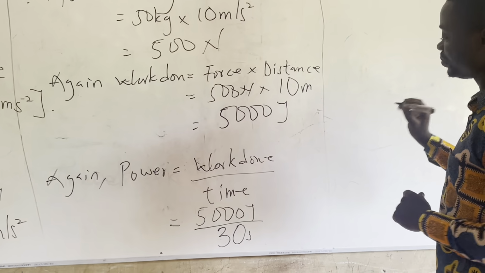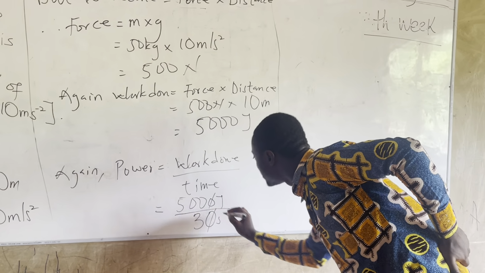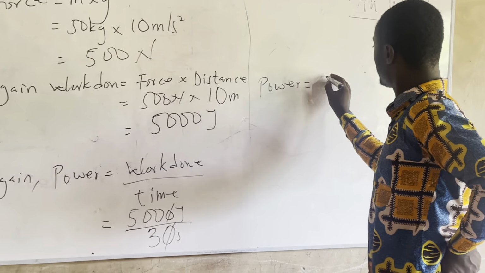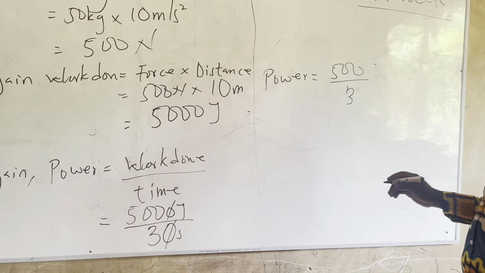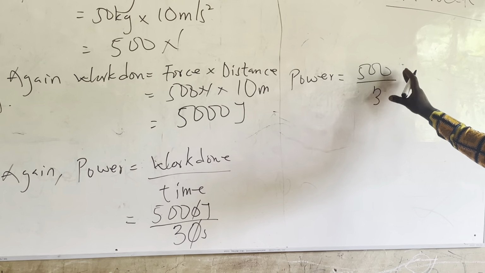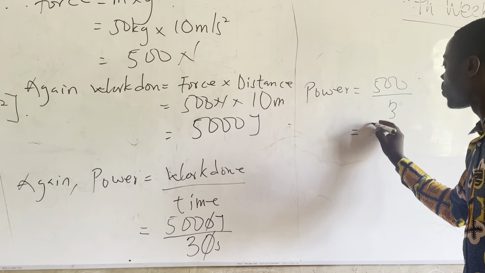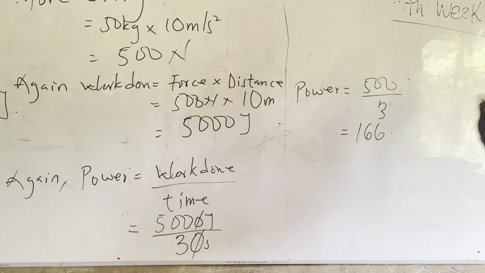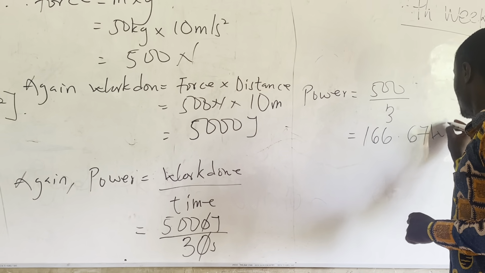Okay, we continue. We know that this zero can cancel this zero. Then we get power to be equal to 500 all over 3. Then 3 is going to divide 500. When you go through the long division method, we get power to be equal to 166.6666. So to 2 decimal places, we get 166.67 watts. Power is measured in watts.